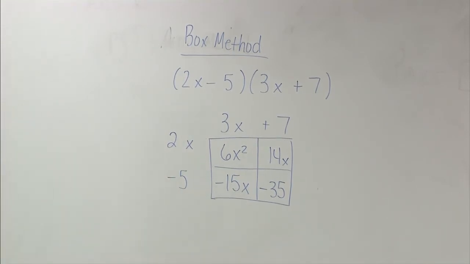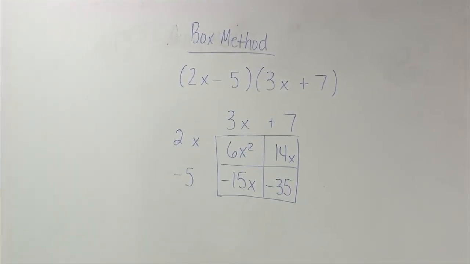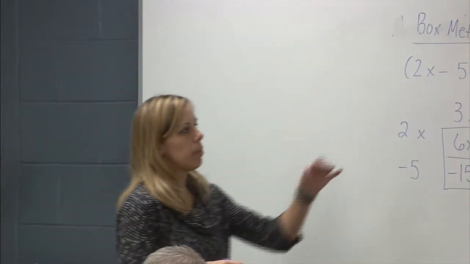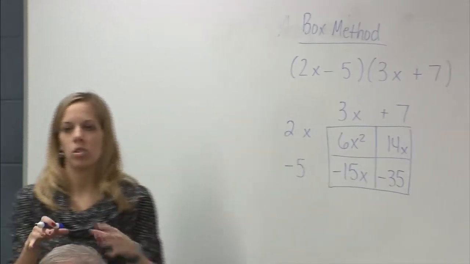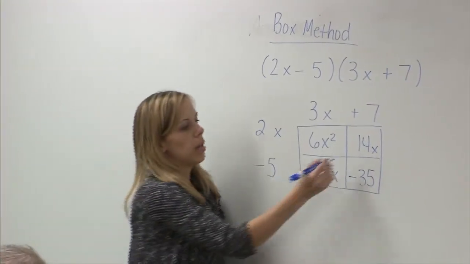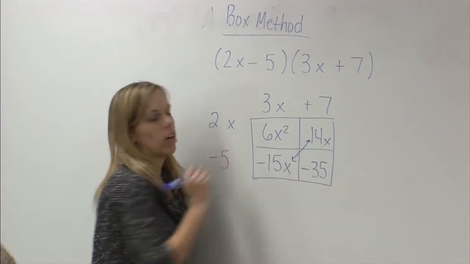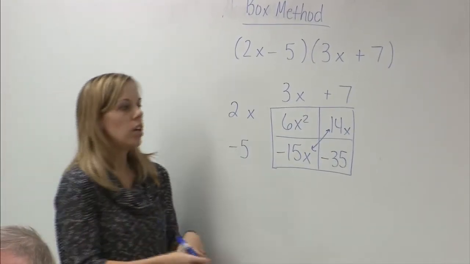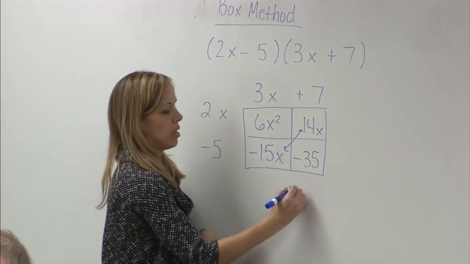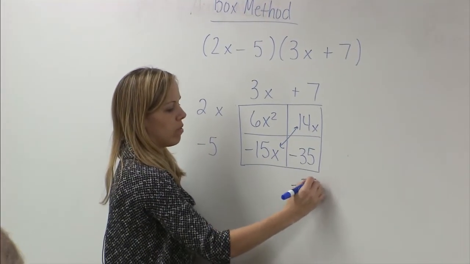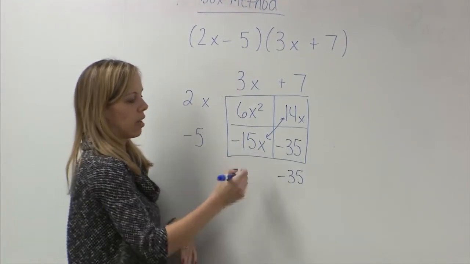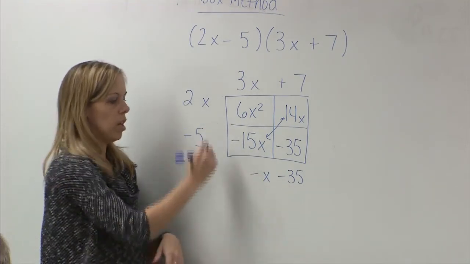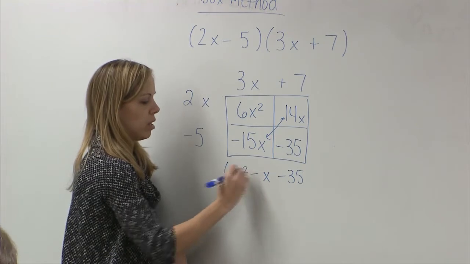So the one nice thing about this, because it's just like foiling, it's just like distributing. But what's going to happen, and I'll do a binomial times a trinomial next, is always on our diagonal, our like terms are going to end up on a diagonal. So just like with the lattice method, we can say, okay, we have a negative 35, and then on this diagonal, we're going to have a negative x, or a negative 1x if they want to write the 1, and then the 6x squared.